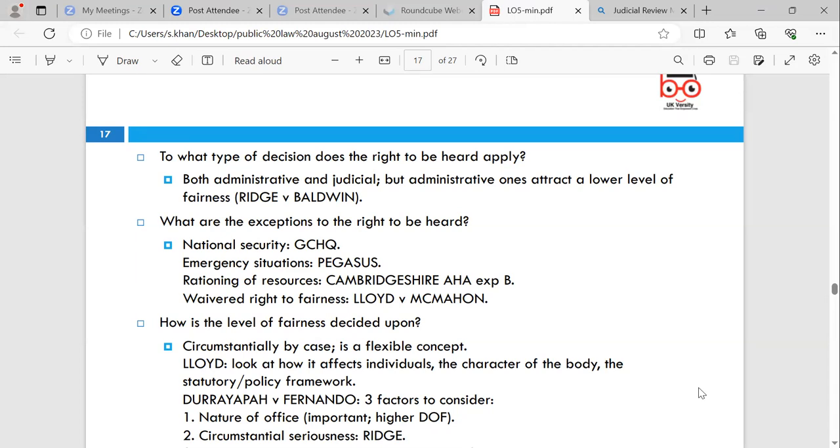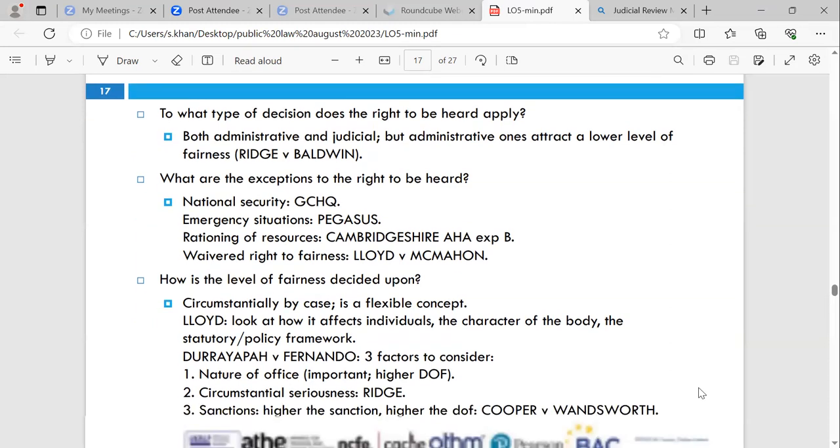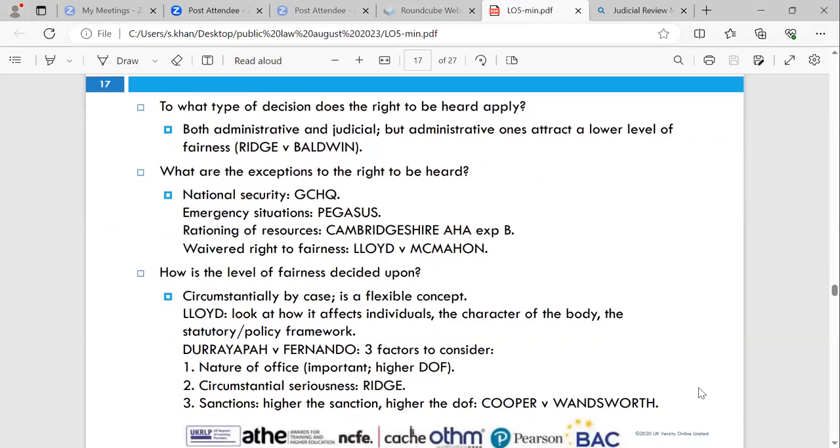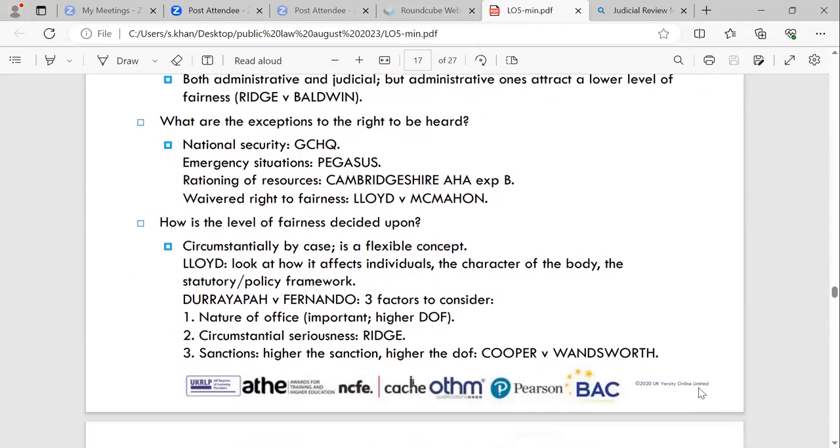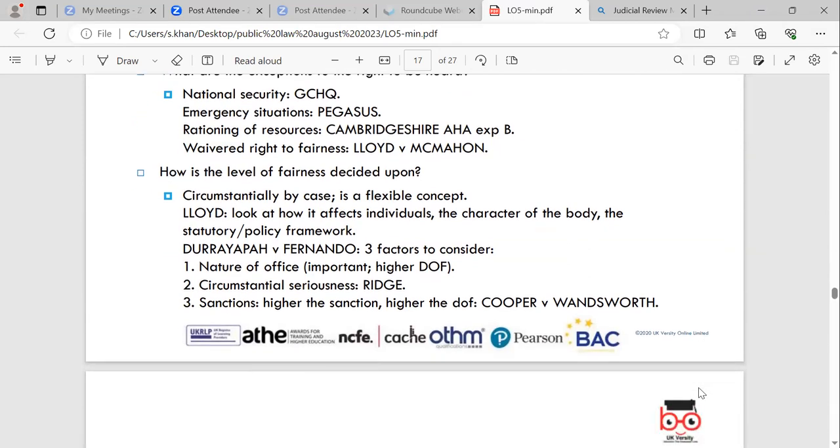What are the exceptions to the right to be heard? The case in regards to that is GCHQ, to do with national security. Emergency situations was to do with the Pegasus case. Rationing of resources, Cambridgeshire v. Ex parte B. Waived right to fairness, Lloyd v McMahon.